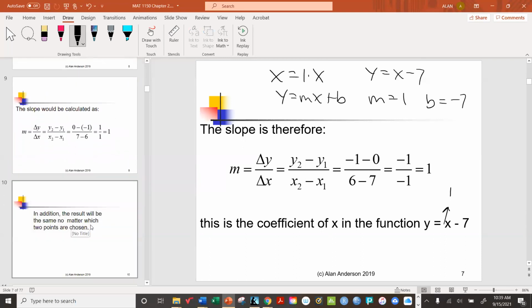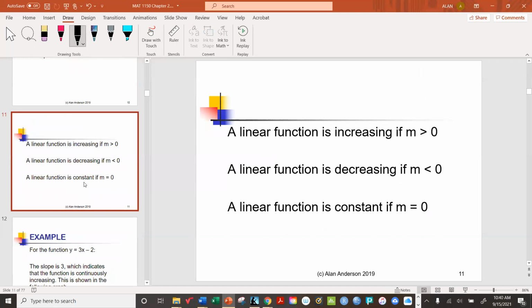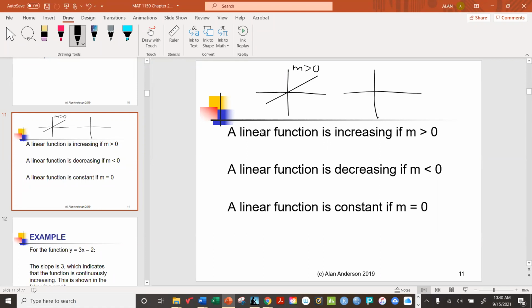All right, so you've seen that before. Now, by the way, you can tell which direction the line is going by looking at the sign of the slope. If m is positive, that means the function is increasing. We have something like this. If m is negative, the function is decreasing. If m is exactly equal to 0, we simply have a flat line. It could be anywhere.